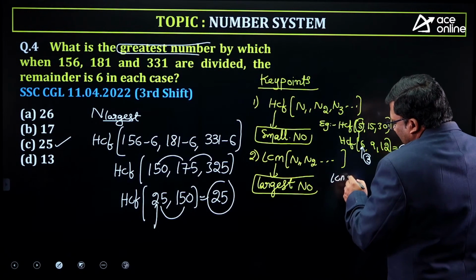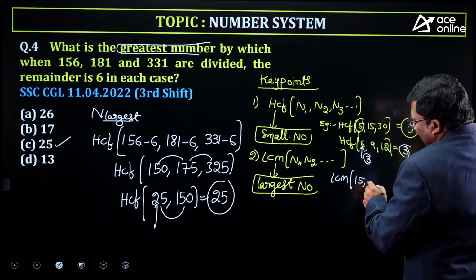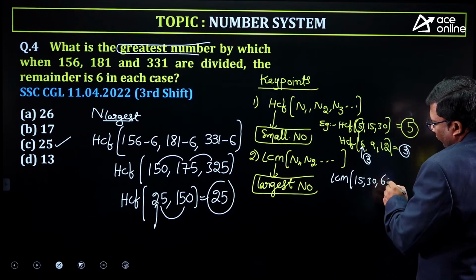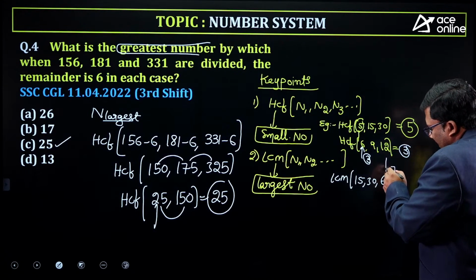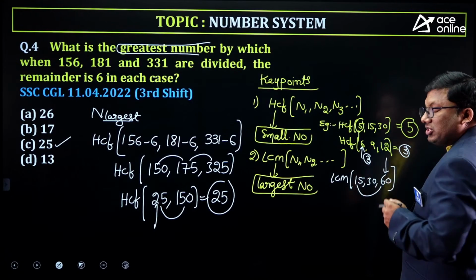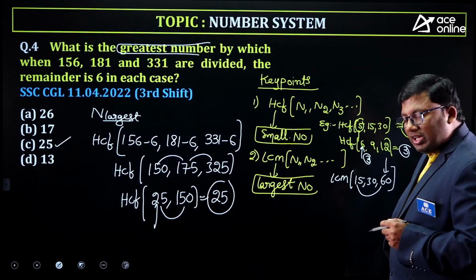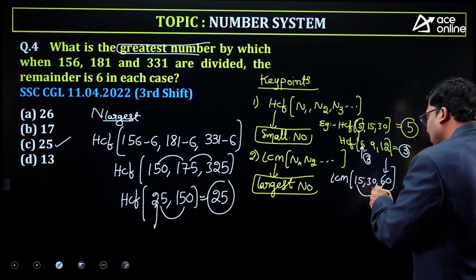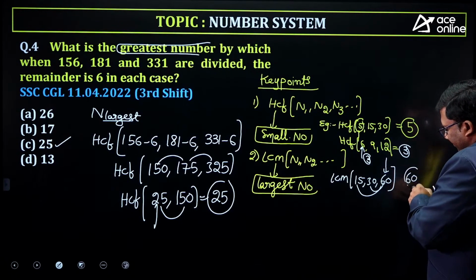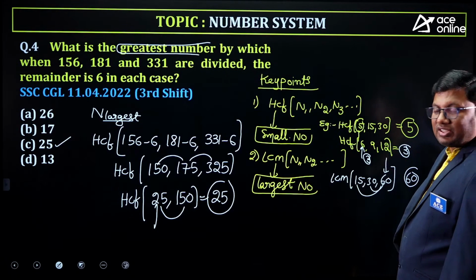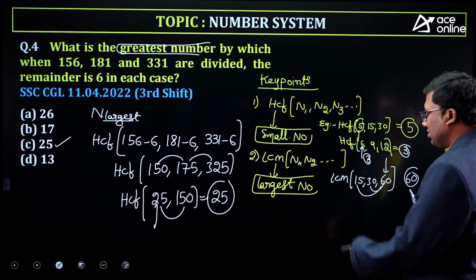Suppose it is LCM of 15, 30, 60. Take the largest number. Is 60 divisible by 15? 60 is 15 into 4. Is 60 divisible by 30? Yes. So the answer is 60. For LCM we took the largest number.